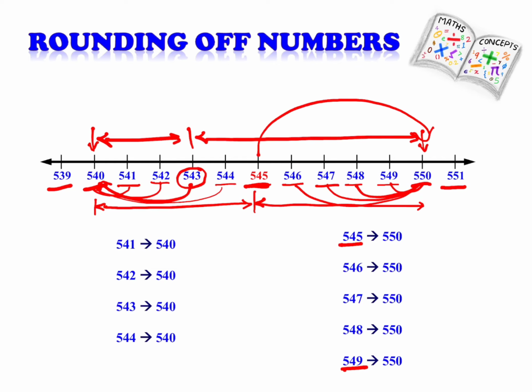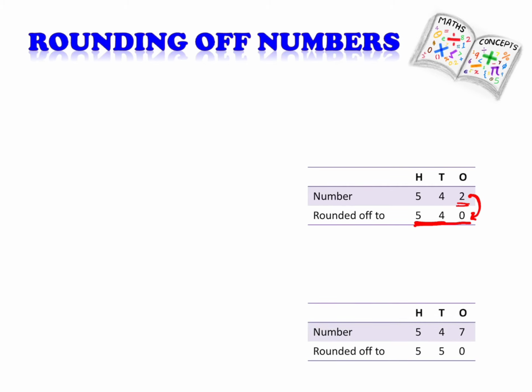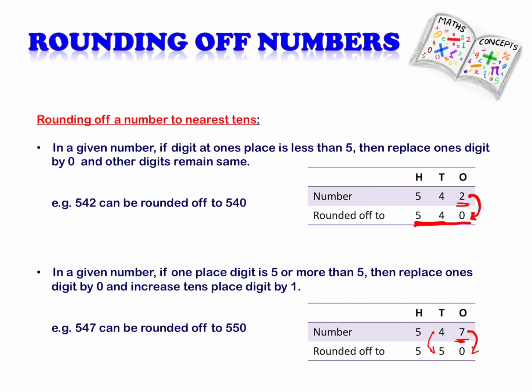So can we make a generic rule from this? If the digit at one's place is less than 5, the number is rounded off to the previous tens, that is, the one's digit becomes 0 and the rest of the digits remain the same. And second rule, if the digit at one's place is 5 or greater than 5, the one's digit becomes 0 and the tens digit is increased by 1, that is, we round off that number to the next tens. So these are the generic rules for rounding off to tens.